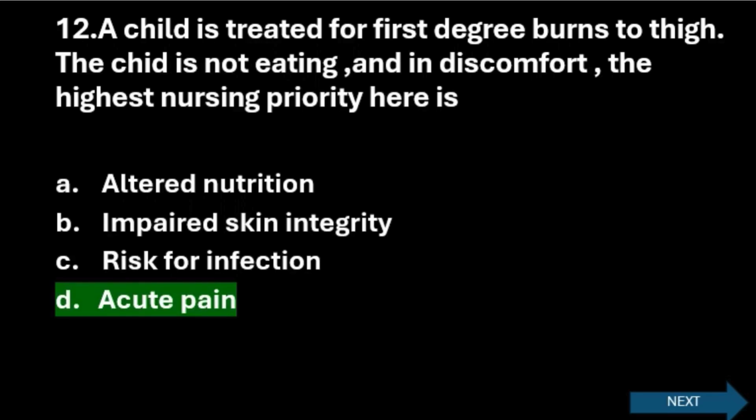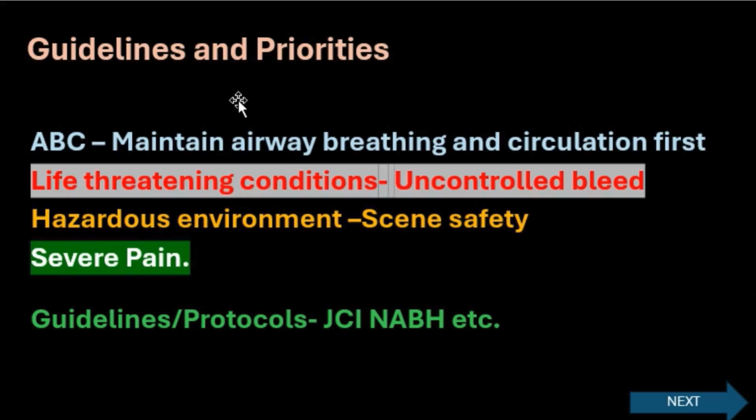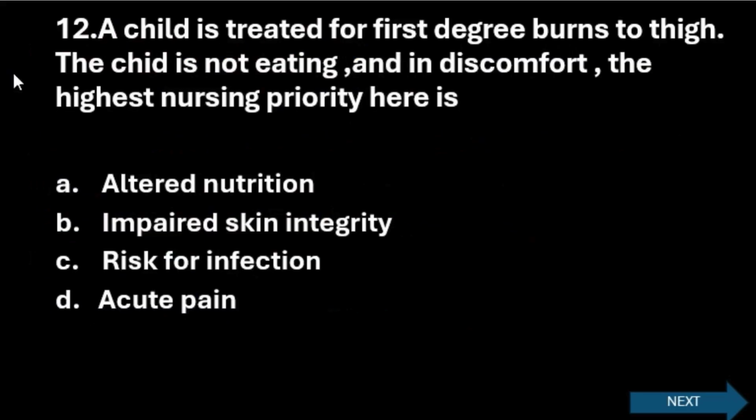Here we will see the guidelines and priorities. ABC always first. Here there are no ABC issues. Life-threatening conditions like uncontrolled bleeding are not here. Hazardous environment or scene safety issues are not here. Severe pain is here, because the pain is causing the child to not eat properly. So you have to address the discomfort, the not eating and the crying.